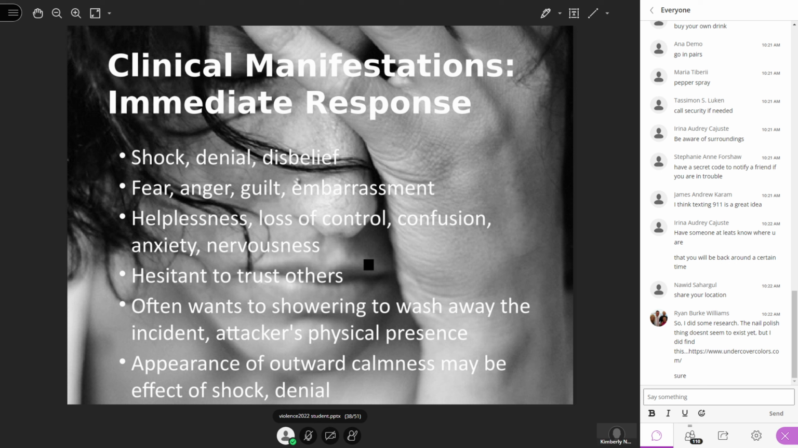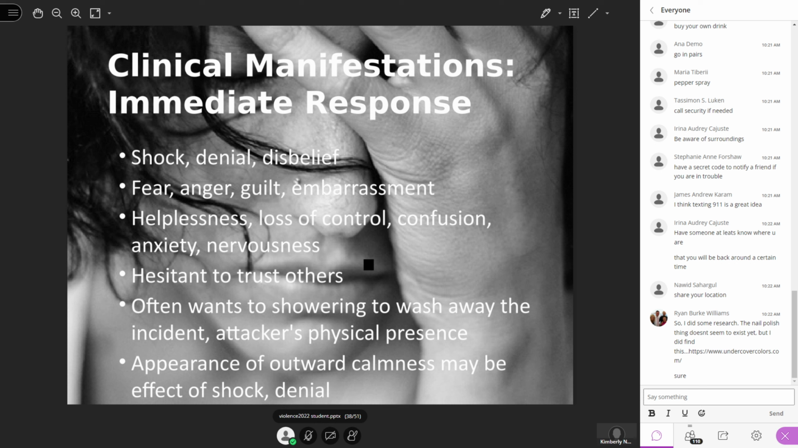What happens immediately? A lot of times you will see that the person is in shock or disbelief. Like, how did this happen to me? I thought I knew the person. It can be somebody they knew, somebody they don't know. And then they're going through different feelings: anger, guilt, embarrassment, a sense of feeling helpless or loss of control. They may develop anxiety or depression if it's long term. They'd be very hesitant to trust others. They tend to want to wash away the incident or their attacker.